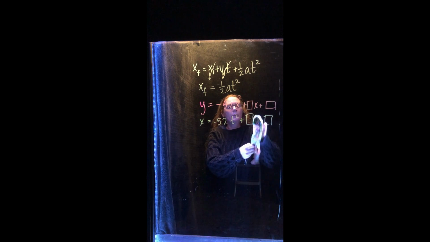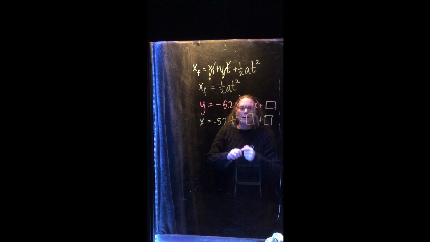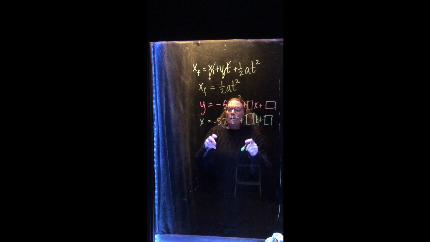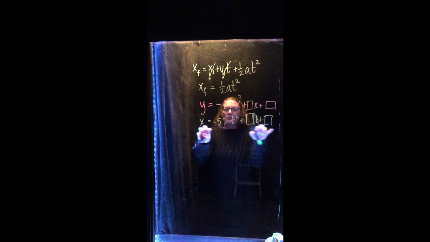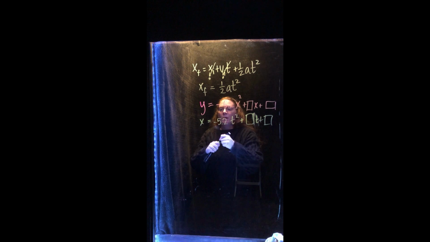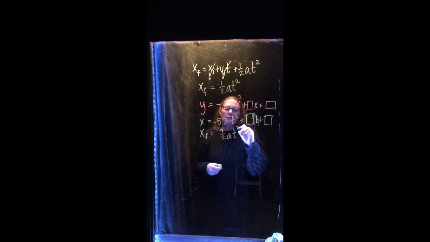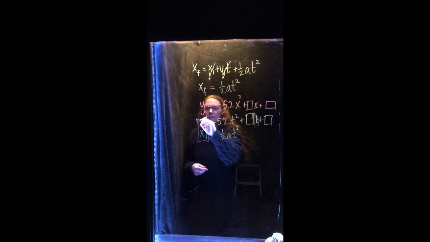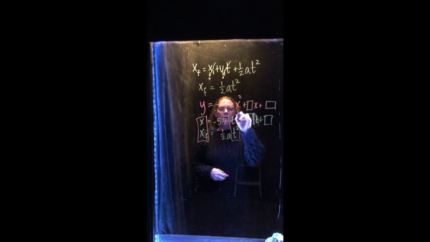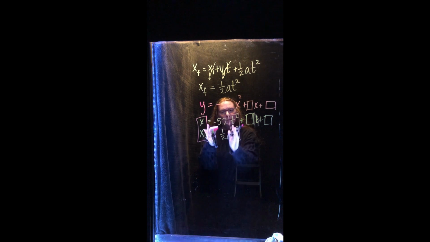Instead of x, what are we graphing on the x-axis? We are graphing time. So something t plus something. All right, so now I'm having you compare this equation to this equation. So x final equals 1/2 at squared. Literally just match it up. Okay, position is equal to position. Time squared is equal to time squared. What does that mean for this?